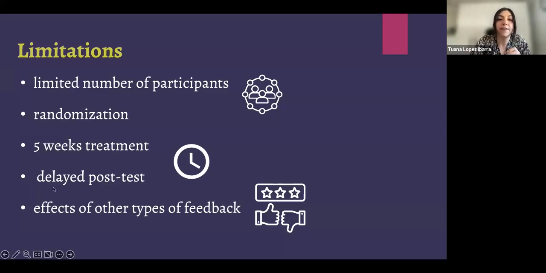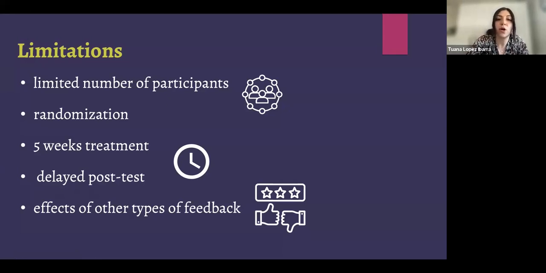And also we could have implemented a delayed post test as well. So here in the study, we couldn't implement a delayed post test, but we tried to compensate for it by giving a different task in the second post test to see the feedback transfer effect. But also future studies can include a delayed post test, so that they can see if this impact was stable and still remained.